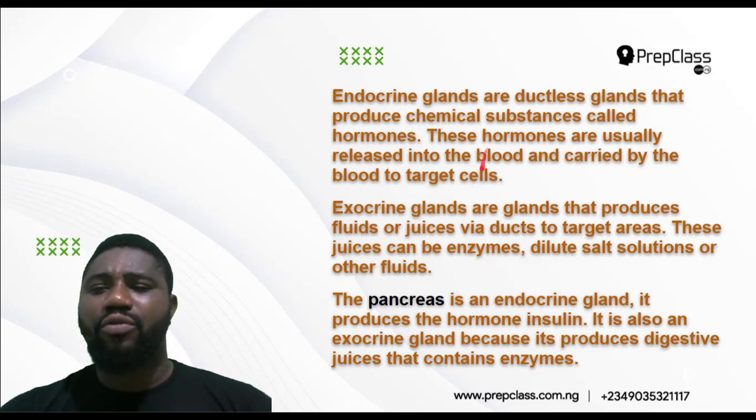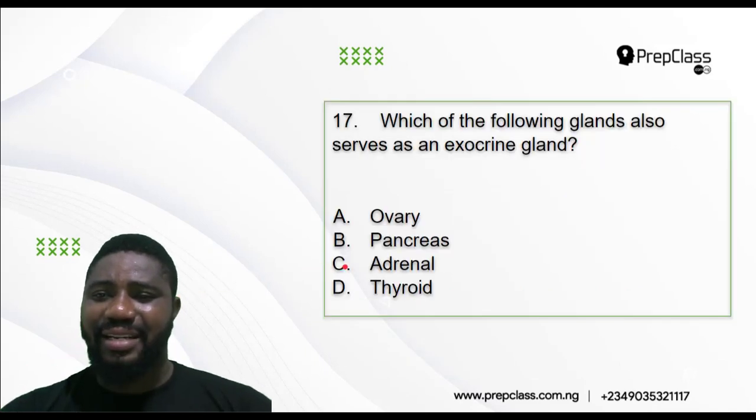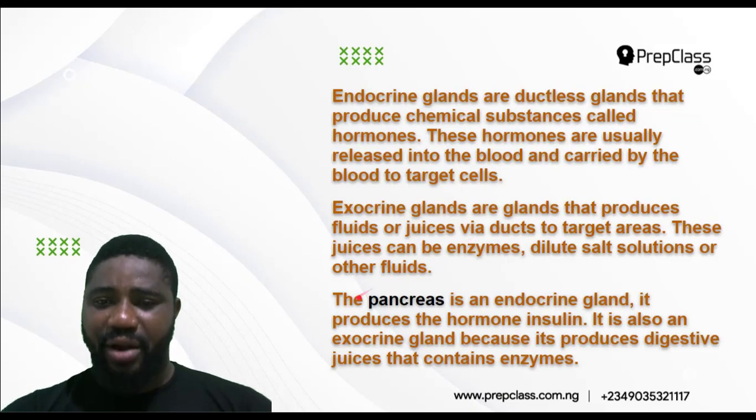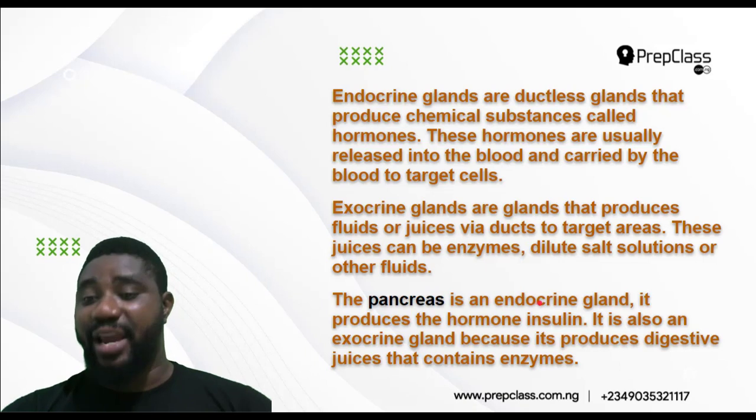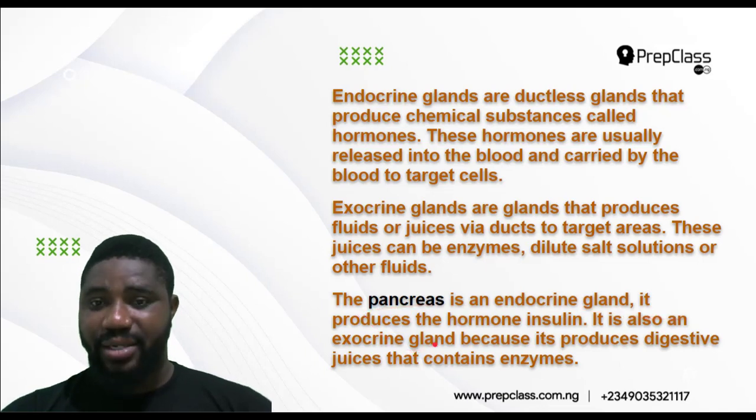So now, which of these ones that they mentioned behaves both as an endocrine gland, a ductless gland, and an exocrine gland, one that has ducts? Now the answer is the pancreas. The pancreas is an endocrine gland. It produces the hormone insulin. It is also an exocrine gland because it produces digestive juices that contain enzymes.